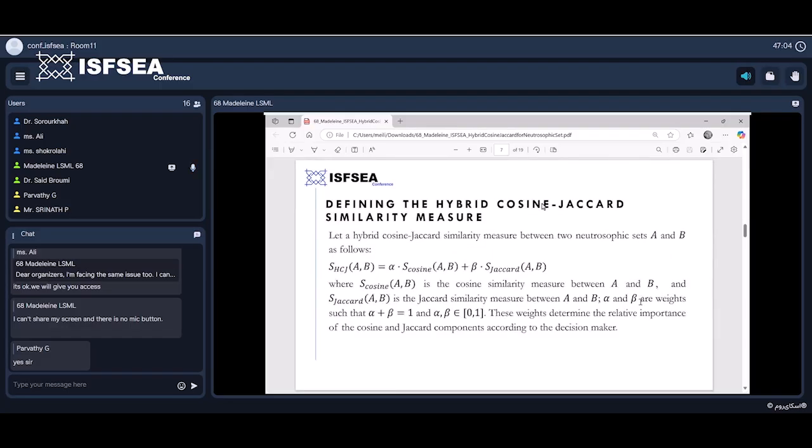So now we are going to define the hybrid cosine-Jaccard similarity measure.